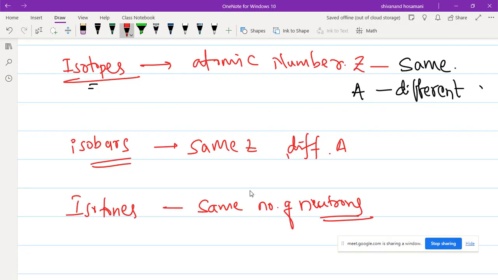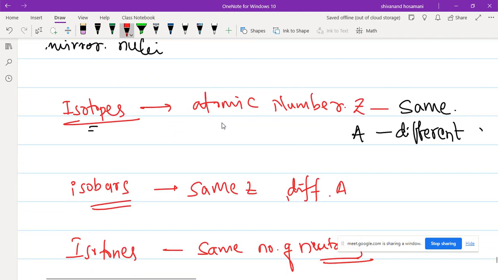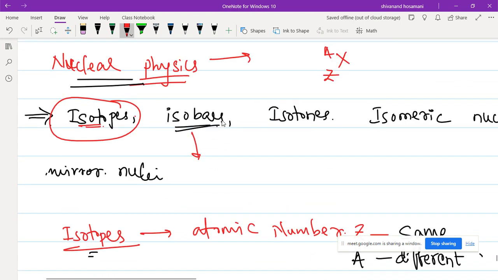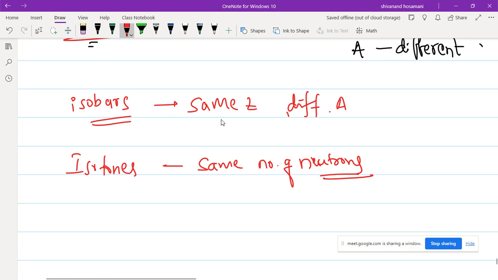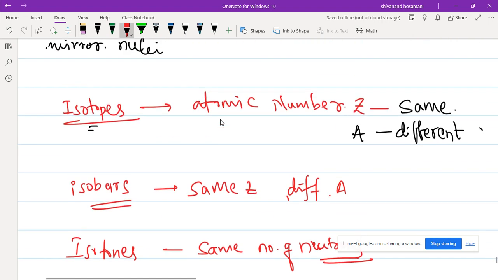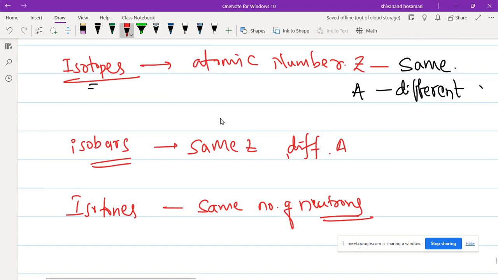Mahesh, what are you saying? Sir, same, different Z, isobars. Oh, isobars, different. Not same, right? Here isobars are same A, different Z. That will be reverse, right? So here isobars are same A but different Zs. So they are isobars.